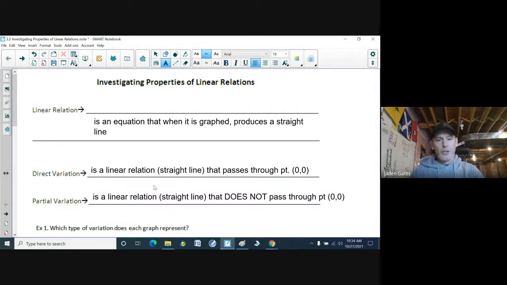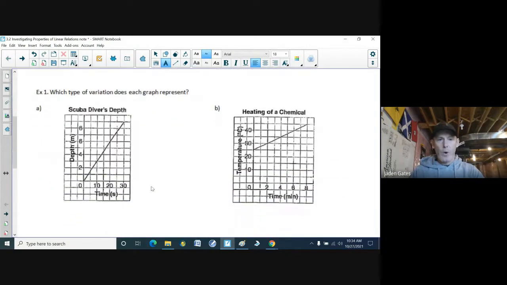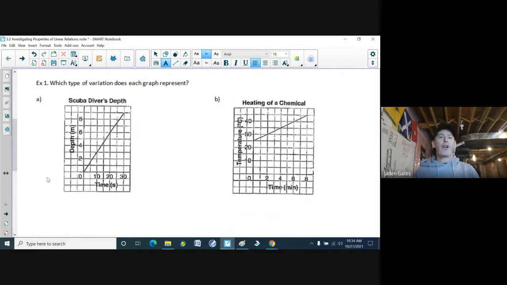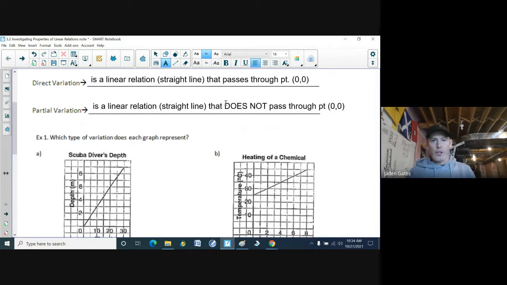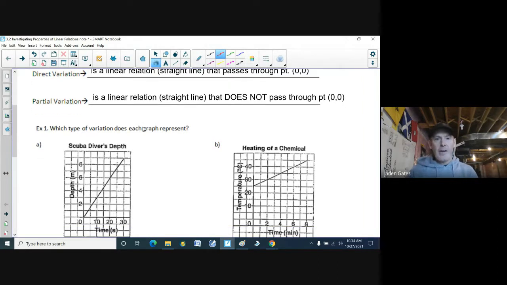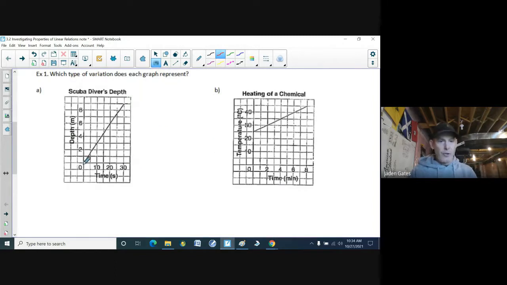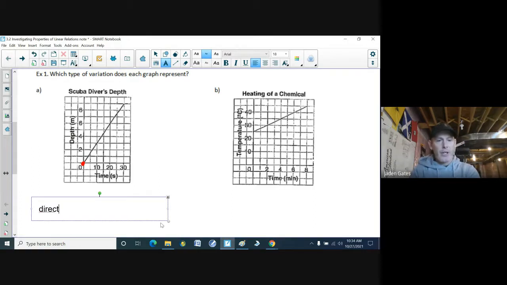All right. So here we go. Example 1. What type of variation does each graph represent? So again, direct variation refers to a line that passes through the point 0, 0. Partial refers to a line that doesn't pass through it. And again, if you're looking for a point 0, 0, that means you start from the origin here and you go 0 left or right and you go 0 up or down. And you can see that this line does pass through that point. And so in this graph A, we would have direct variation.